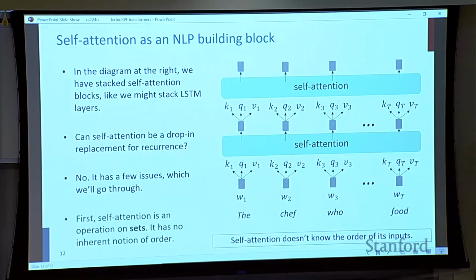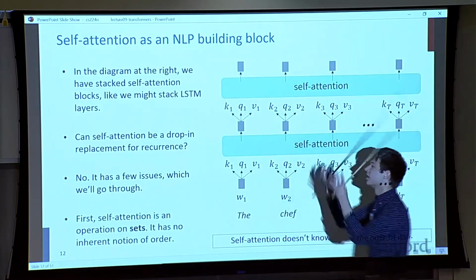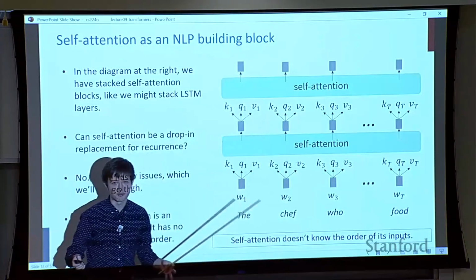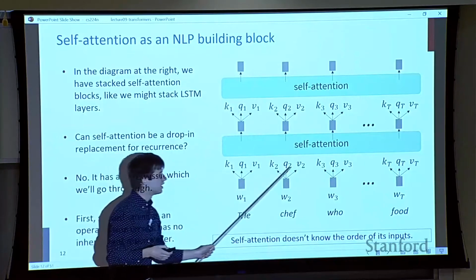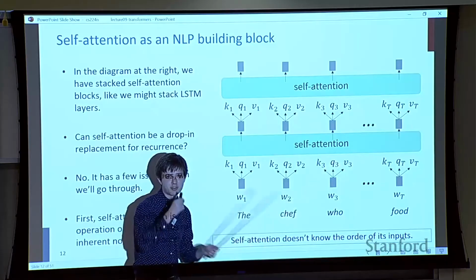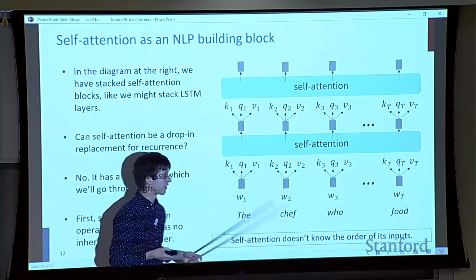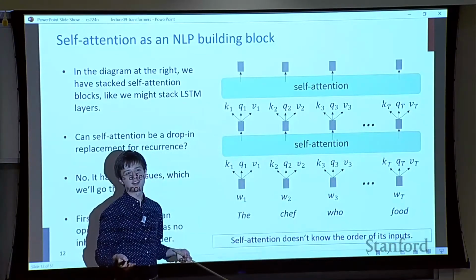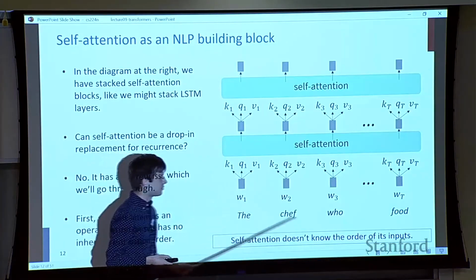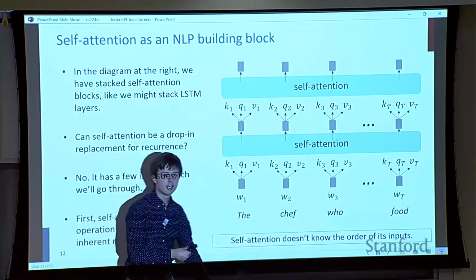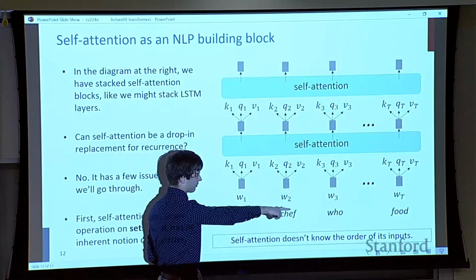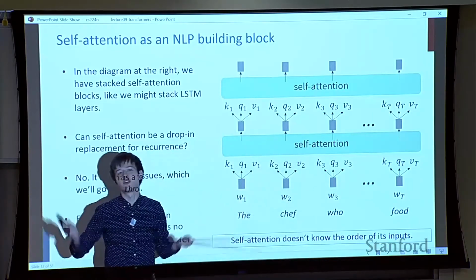The first thing is that self-attention is an operation on sets. For the equations that we had before, the self-attention equation never referred to the indices of k, q, or v, except to say which pairs were interacting with each other. It doesn't know what the order of your sentence is. When it's computing the weights, it has no idea. So if I were to input this sentence, the chef, who, food, it would be the same as if I just swapped the with chef and then swapped who with the, and it would have no idea.